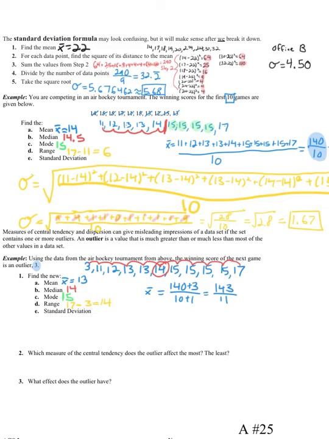Now I want you guys to go ahead and calculate the new standard deviation. So one more practice, we're using the new standard deviation. And then answer questions 2 and 3. Which measure of central tendency does the outlier affect the most? So that's mean, median, or mode. Which one do you think it affects the most? Which one does it affect the least? And then what effect does the outlier have on the overall data set? So take a minute to do that now.